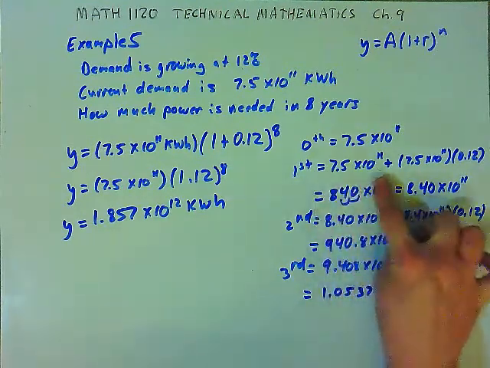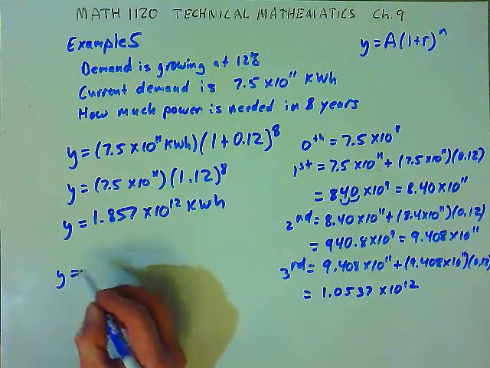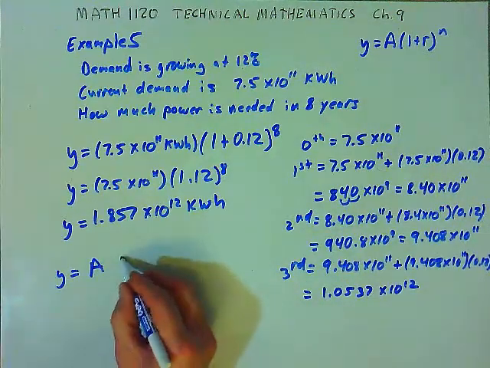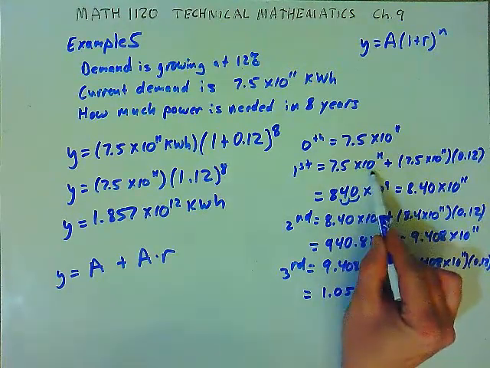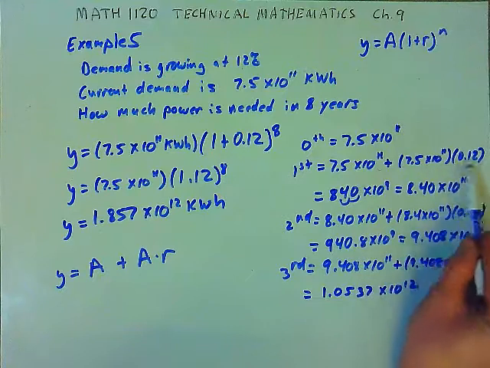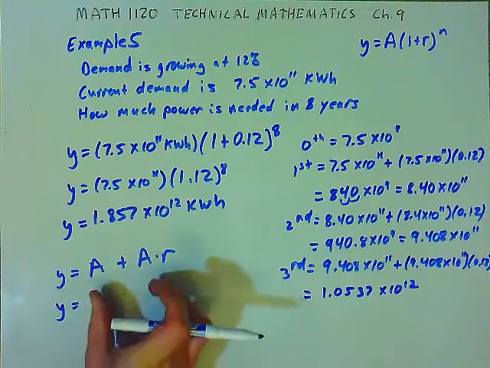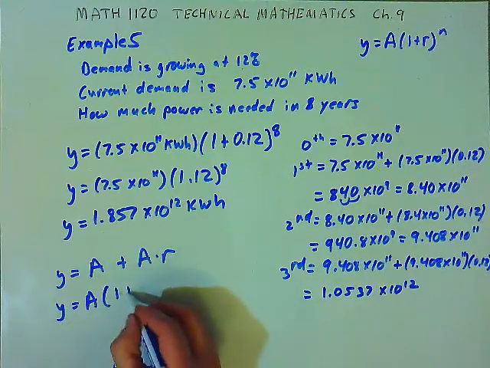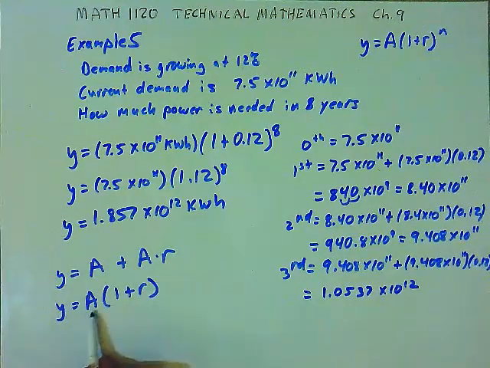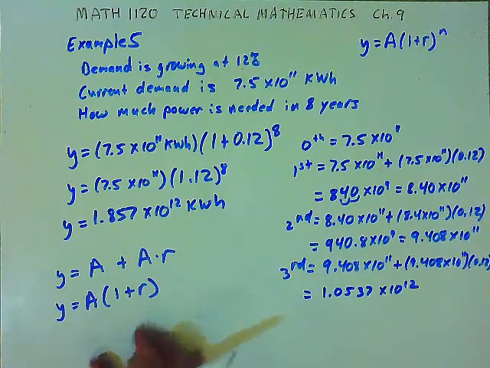And so let's look at the first year. The first year, our power used was going to be the initial amount plus the initial amount times the rate. Right? This was our initial amount, 7.5 times 10 to the 11th, that's A, plus A again times 12%. And so in this formula, the A's factor out. Right? We can bring the A outside a set of parentheses, and we'll be left with 1 plus R. And I know that that's correct because if I distribute, A times 1 is A, and A times R is AR. So after the first year, this will be the initial amount.